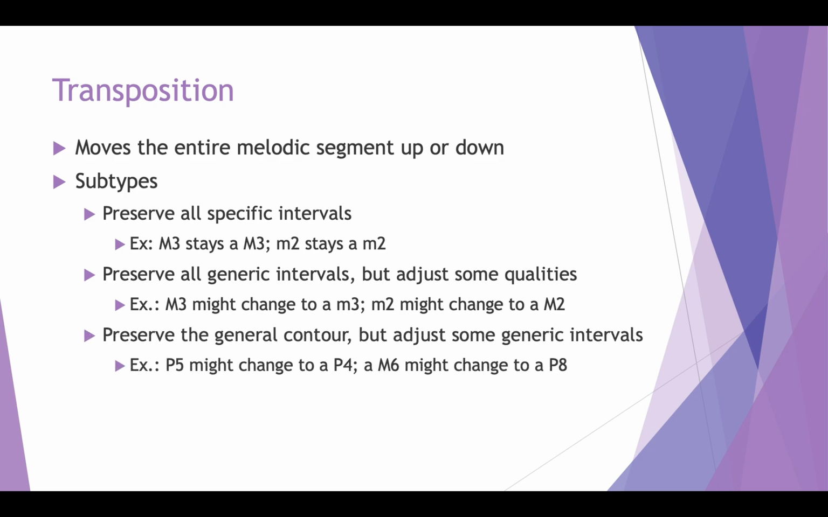Another option is to preserve the general contour, but adjust some of the generic intervals. So a perfect fifth might change to a perfect fourth, a major sixth might change to a perfect octave. As long as enough of the original is preserved and the general contour is present, we experience it as some sort of transposition, even though there might be several small adjustments in interval size.